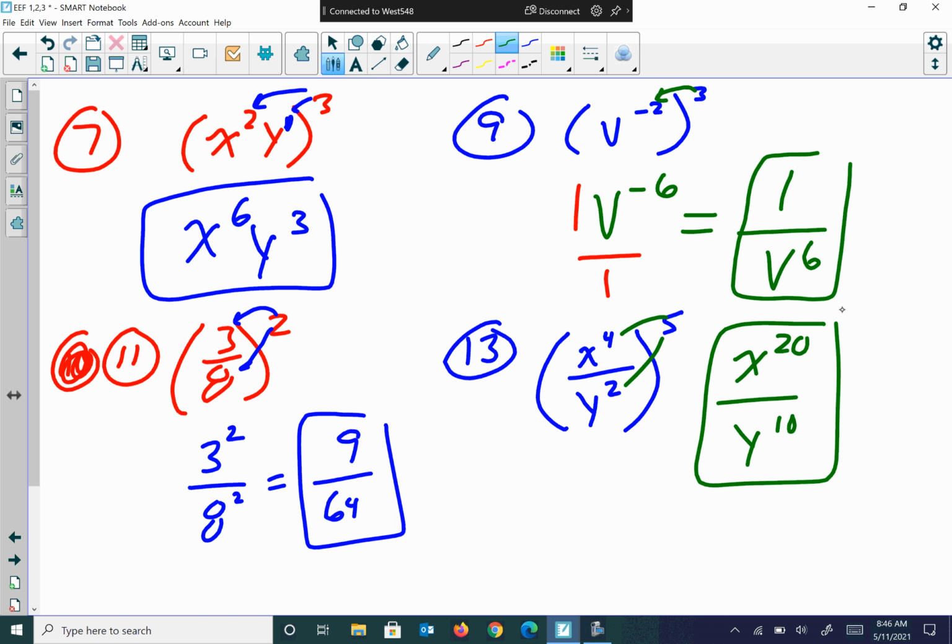Any questions on these 4 problems? Is there anything I did up there that you have a question about or a concern about?